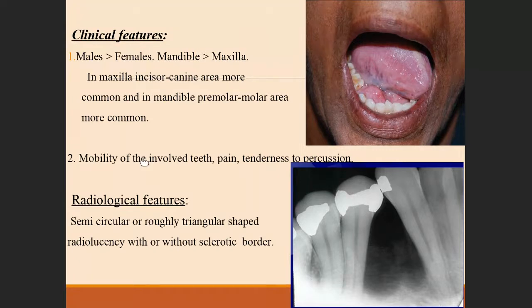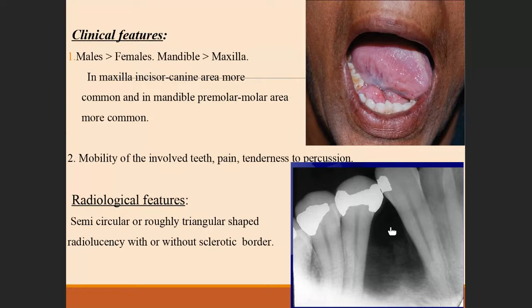Now, what are the clinical signs and symptoms? Usually it is asymptomatic. Sometimes there'll be a mild swelling, and here in this radiograph, it's very clear. You can see no associated tooth. Sometimes there'll be slight displacement of the teeth. There can be pain, and when you percuss the tooth, there can be tenderness.